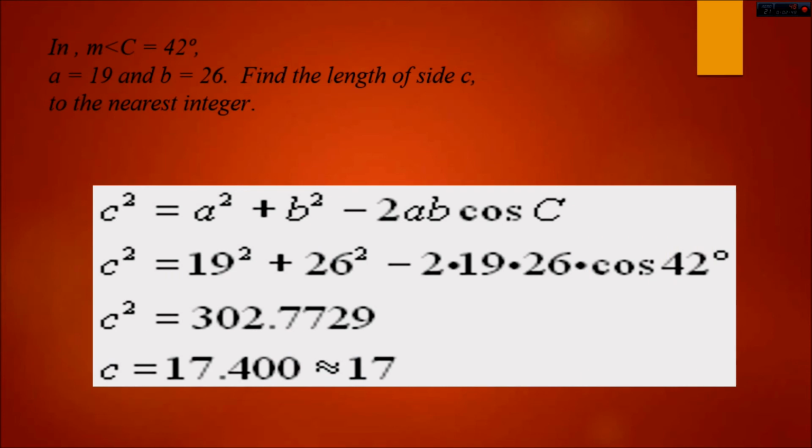2 times 19 times 26 times cos 42, which is equal to 302.7729, and then it's square rooted. I had to square root because we have the exponent, which equals 17.400. So the length of side c is equal to 17. You can just say 17.4.